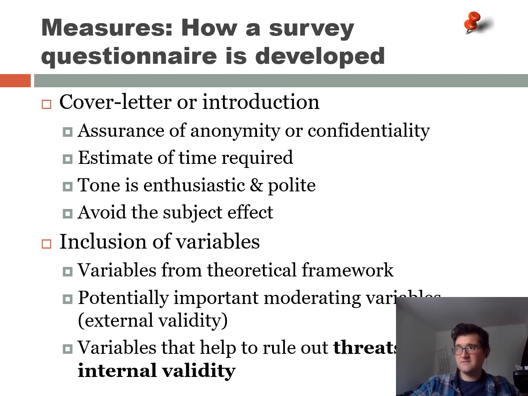This is usually where you give an overestimate, which I may have mentioned earlier in the class. If you tell someone a study is going to take 15 minutes and it takes them 25, they're going to get mad at you. Whereas if you tell them it's going to take 20 and it takes 12, they don't care typically. So you usually want to be closer than that. If you think it's going to take people usually about 12 minutes, telling them 15 is probably good. The tone is enthusiastic and polite, and we avoid the subject effect.